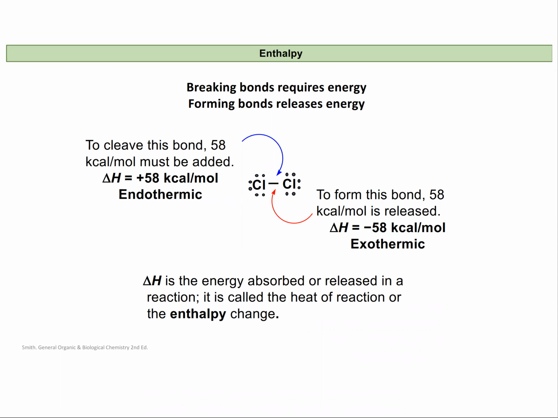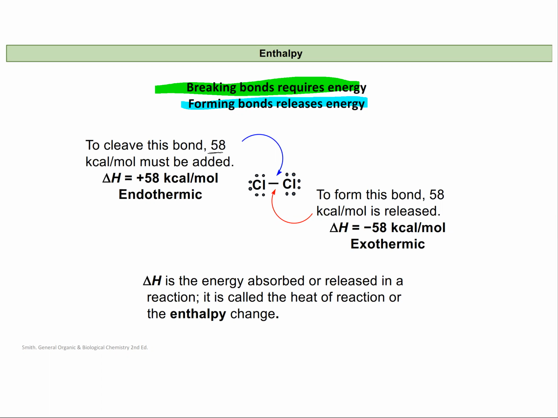And the breaking of bonds is going to require energy. And when we form bonds, it's actually going to release energy. So if we look at this chlorine-chlorine bond right here, if we need to break this apart, we're going to have to put in 58 kilocalories for every mole of chlorine we have. And that's the amount of energy it's going to take to rip those two apart.